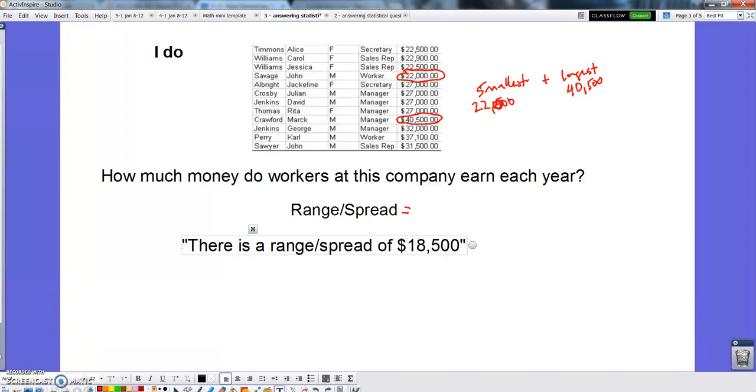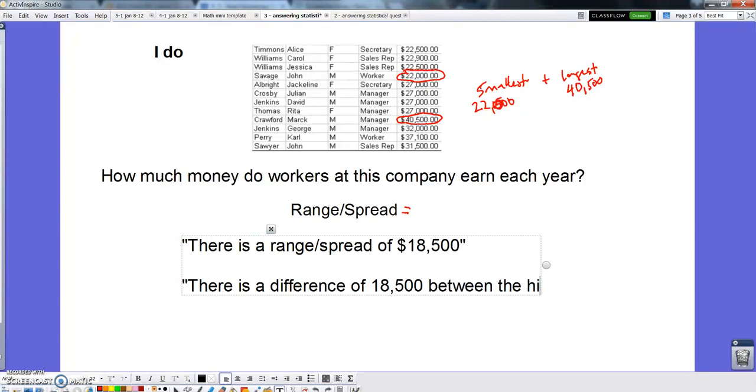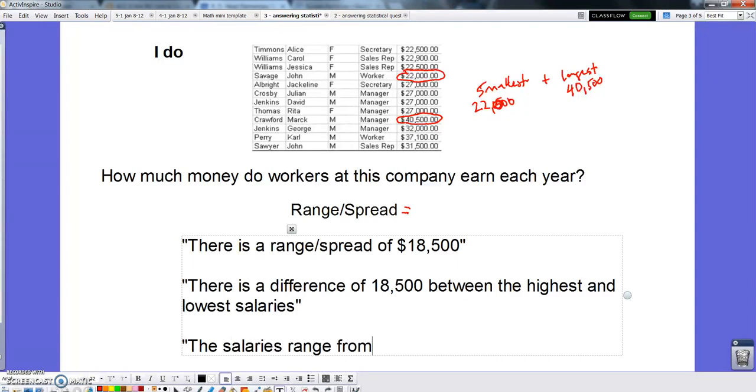So other ways to make this helpful as an answer to the question. You could say, there is a difference of $18,500 between the highest and lowest salaries. And I could also say that the salaries range from $22,000 up to $40,500. So all of those are good ways to describe the range or the spread.